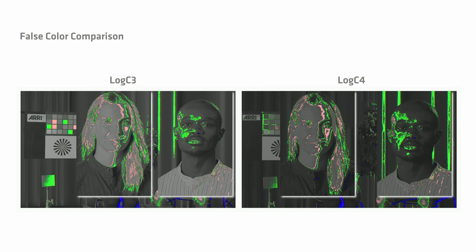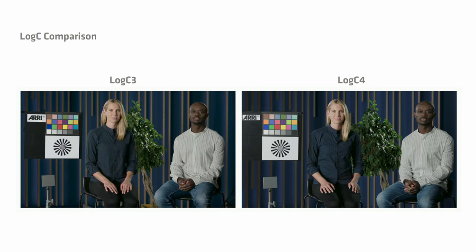When you now turn both cameras into video output, you see two very similar images. Because the tonal curve which converts LogC3 into Rec.709, and the tonal curve which converts LogC4 into Rec.709, will compensate for the signal differences in the LogC curves.